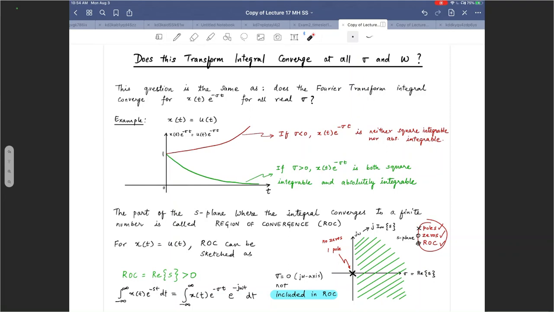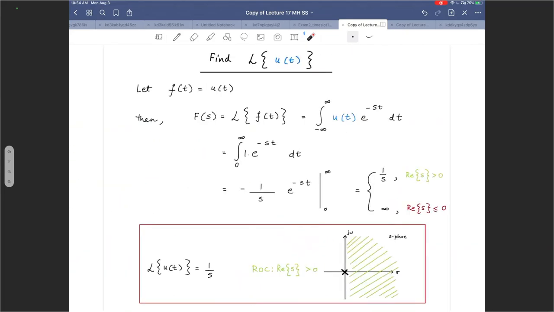a right-sided signal, and you will see that for right-sided signals, the region of convergence will be to the right of the rightmost pole. More about that later. But I hope you see that it is right. The region of convergence over here is right of the pole. So next, let us take a look at why the pole is there, and we'll talk more about the shaded region as well. Okay, so the first example of Laplace transform.